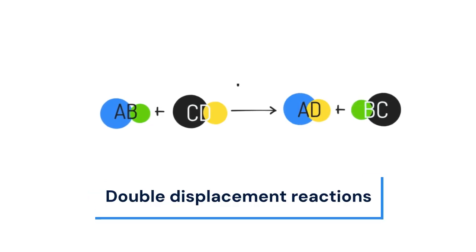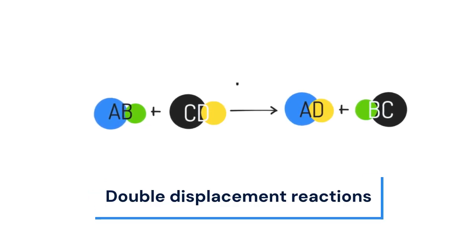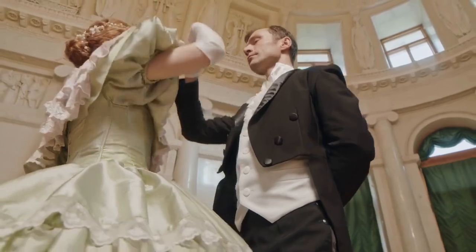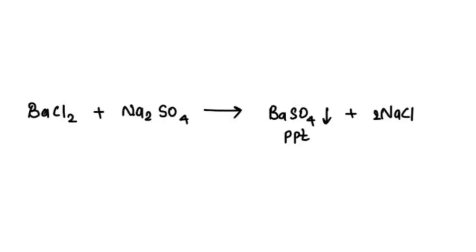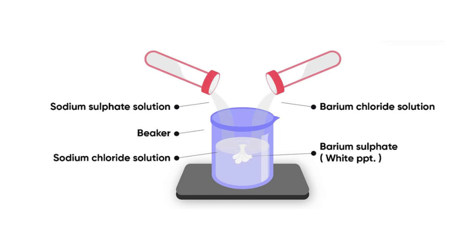In double displacement reactions, there is an exchange of partners between 2 compounds. It's like a dance where the partners swap. A classic example is sodium sulfate reacting with barium chloride. The result is barium sulfate, which forms a white precipitate, and sodium chloride.